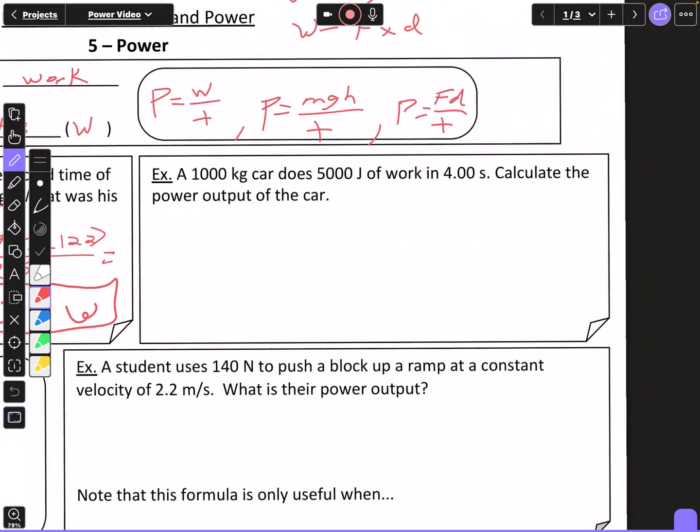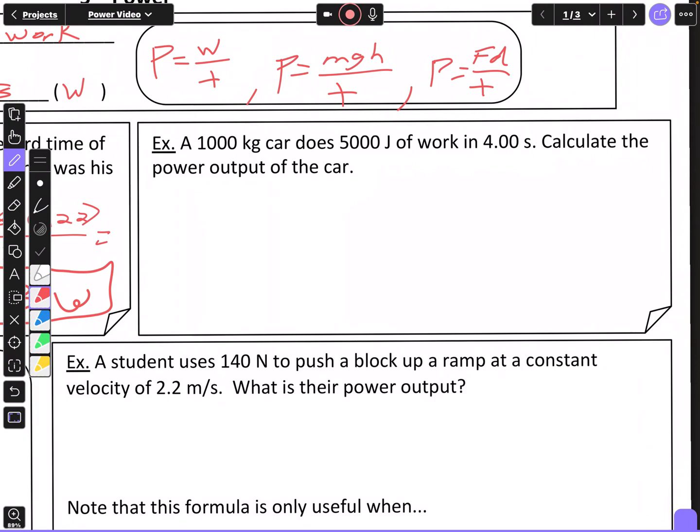So my next problem says a 1,000-kilogram car does 5,000 joules of work in 4 seconds. Calculate the power output. Well, I know it's giving me a mass, it's giving me the amount of work, and it's giving me 4 seconds. And calculate the power. I know power is equal to work divided by time. And I'm given work. I'm given 5,000 joules of work. I'm given time. This 1,000 kilograms doesn't matter in this problem.